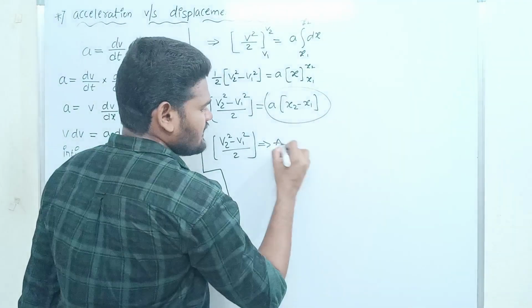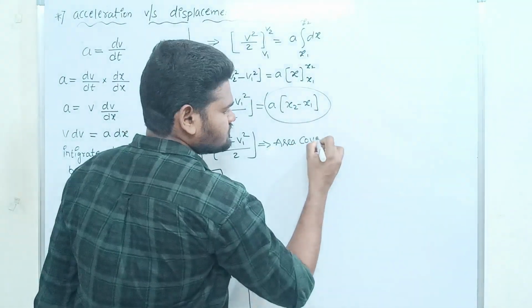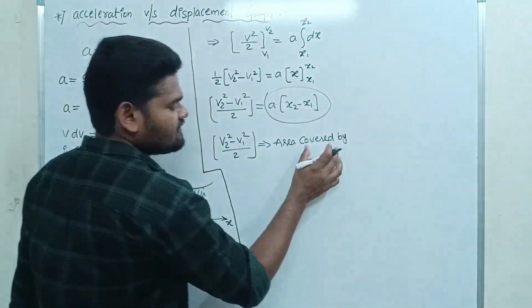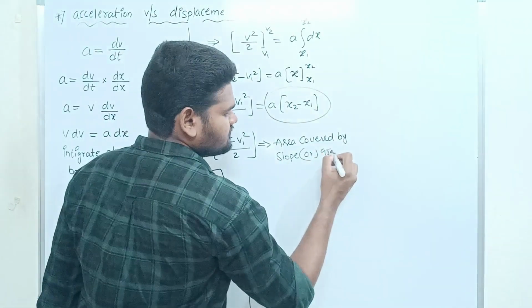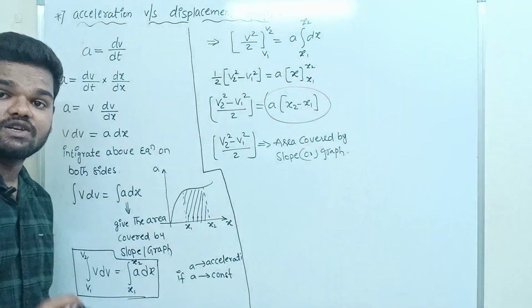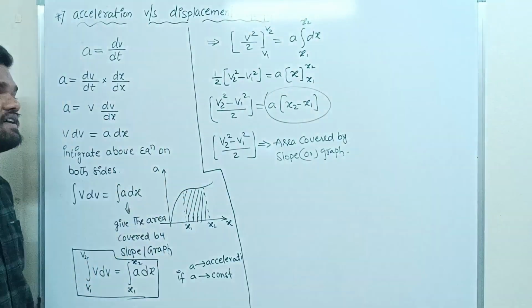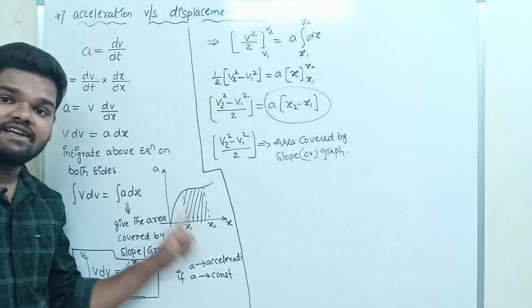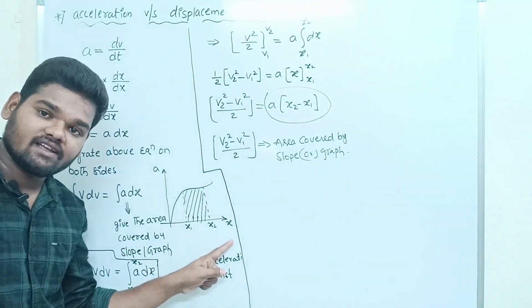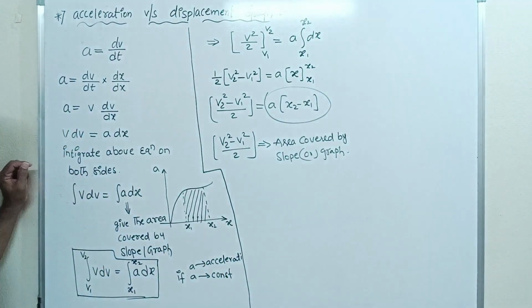term shows? Area covered by slope or graph. Area covered by the slope or graph. So likewise we have to solve the problems when we get acceleration versus displacement graphs. Are you getting? Okay, so pause the video and write the notes.